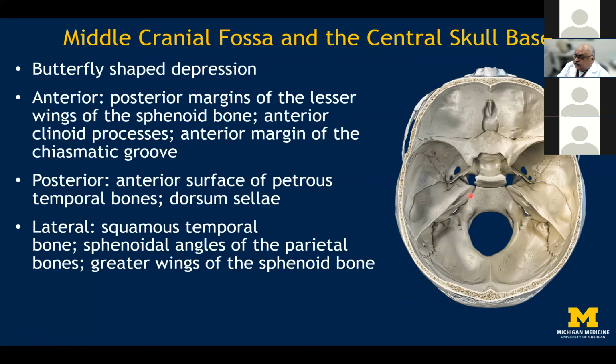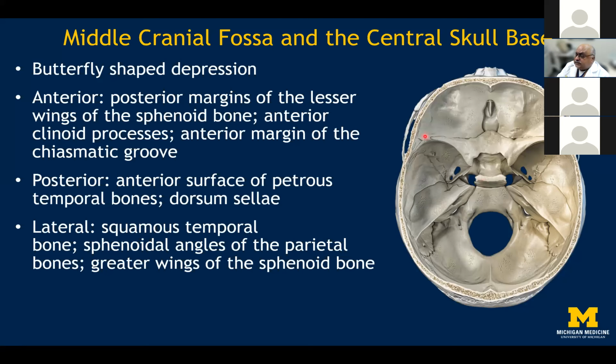It's a butterfly-shaped depression, and the posterior margin of the lesser wing of the sphenoid bone, as well as the anterior clinoid process and the anterior margin of the chiasmatic sulcus or the chiasmatic groove are the important landmarks for the middle portion of the middle cranial fossa. In the posterior aspect, we have the entire petrous ridge and the smooth surface of the petrous ridge here, and a portion of the dorsum sellae here, which is the projecting plate of bone which forms the posterior wall of the sphenoid sinus.